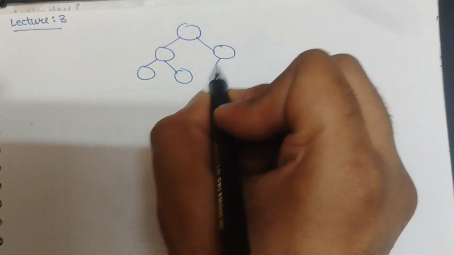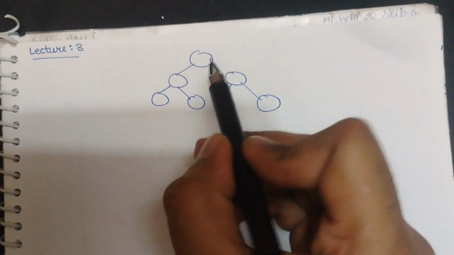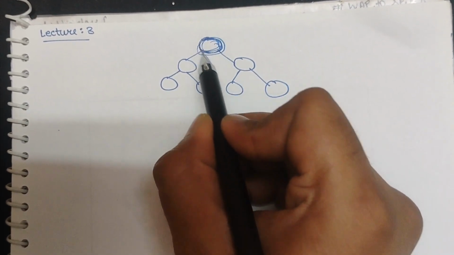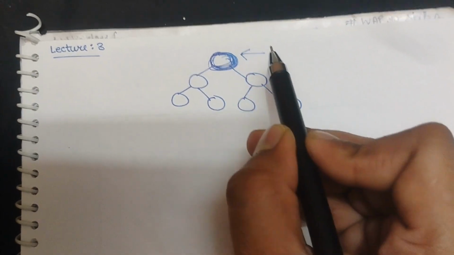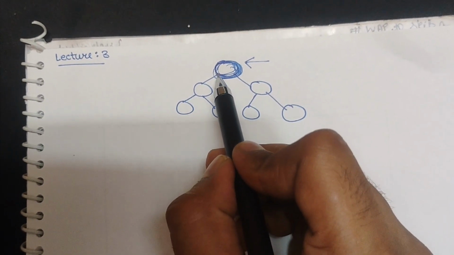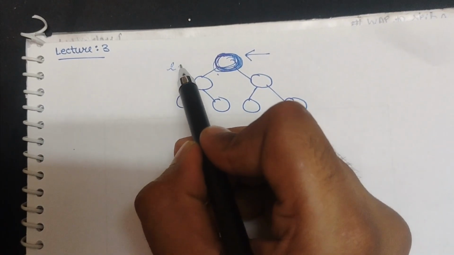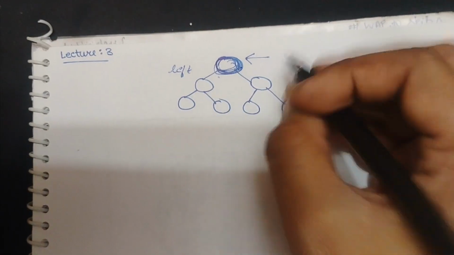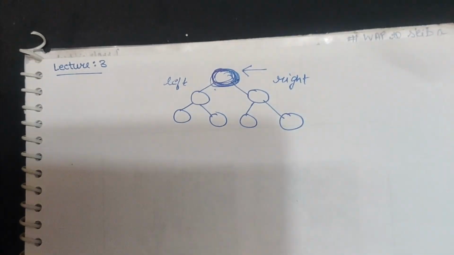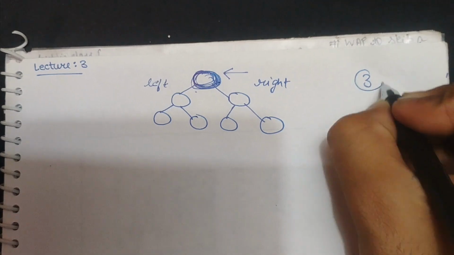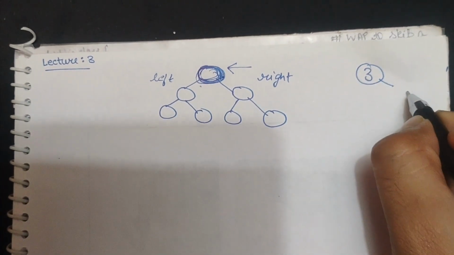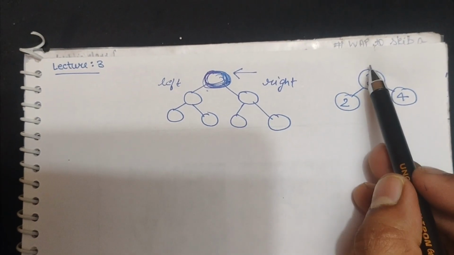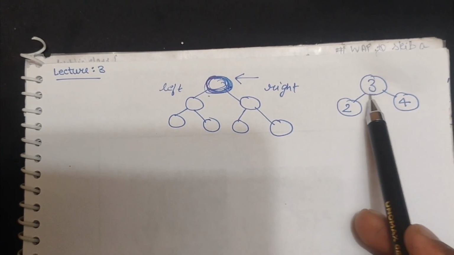there is one property regarding all the nodes. Okay, so I'm telling you this referring to this node. All the node values which are smaller than this node will be at its left, and all the node values which are greater than the value of this node will be at its right. For example, if I have 3 as the root node, then 4 will be at its right, 2 will be at its left.